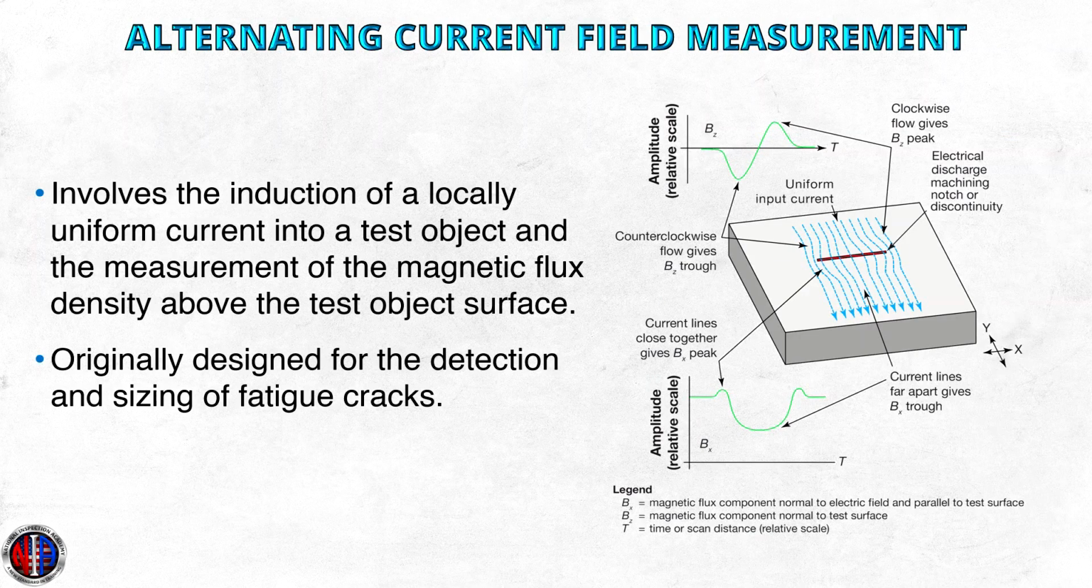Alternating current field measurement. Alternating current field measurement, also known as ACFM, involves the induction of a locally uniform current into a test object and measurement of the magnetic flux density above the test object's surface. It was originally designed for the detection and sizing of fatigue cracking.